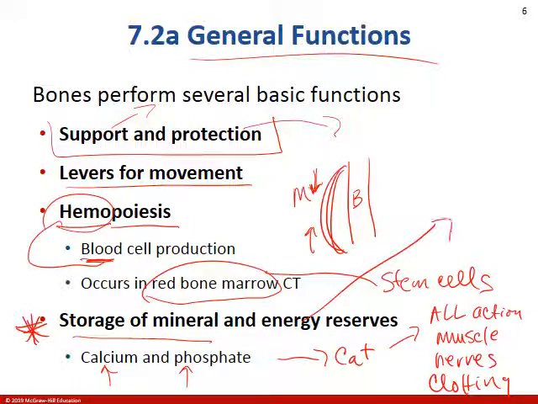Also, the energy reserve here they're talking about is adipose. So we also, in addition to red marrow, we have yellow marrow. And yellow marrow, adipose tissue that we can use as an energy reserve if we don't have food.